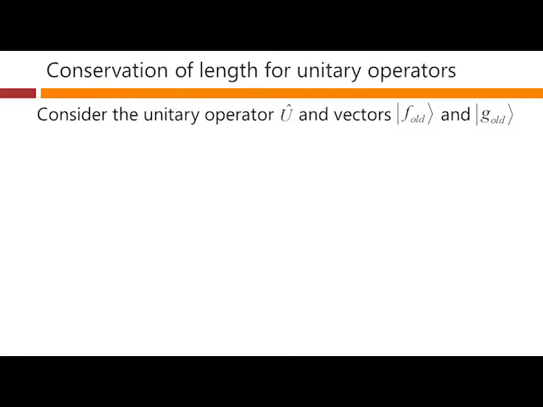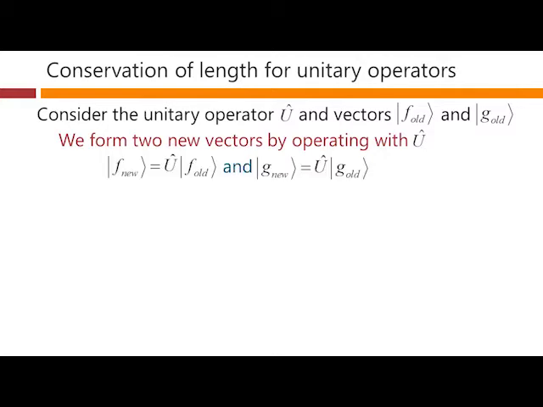Now, consider the unitary operator U and these two vectors here. We're going to call them F old and G old, and we're going to see just where this important property of conservation of length for unitary operators comes from. We're going to form two new vectors by operating with this operator U. So let's form a new vector F new that is the result of operating with U on this old vector F old. And similarly for G, we'll generate a new G new from our old G by operating with the unitary operator U.